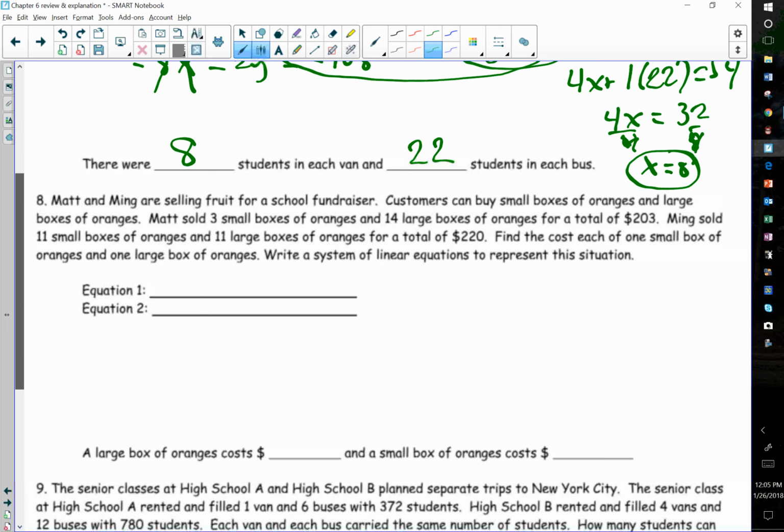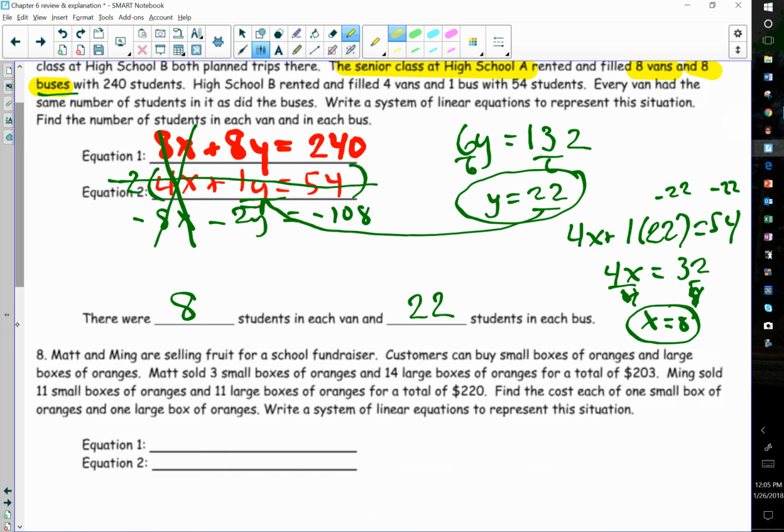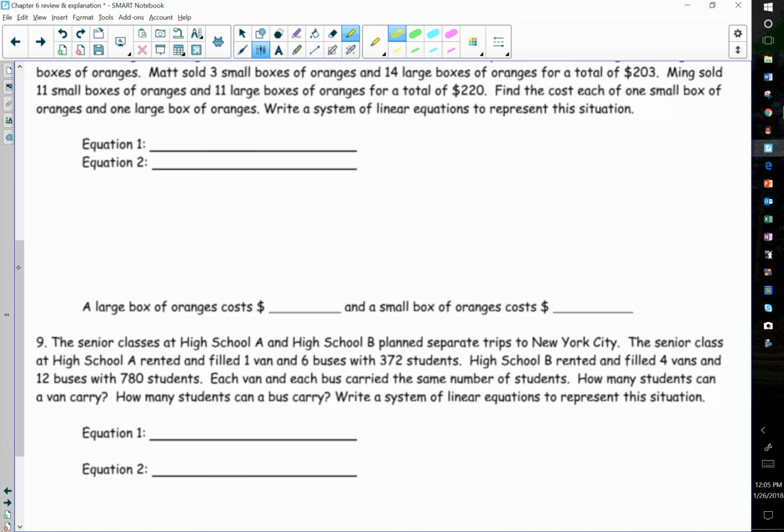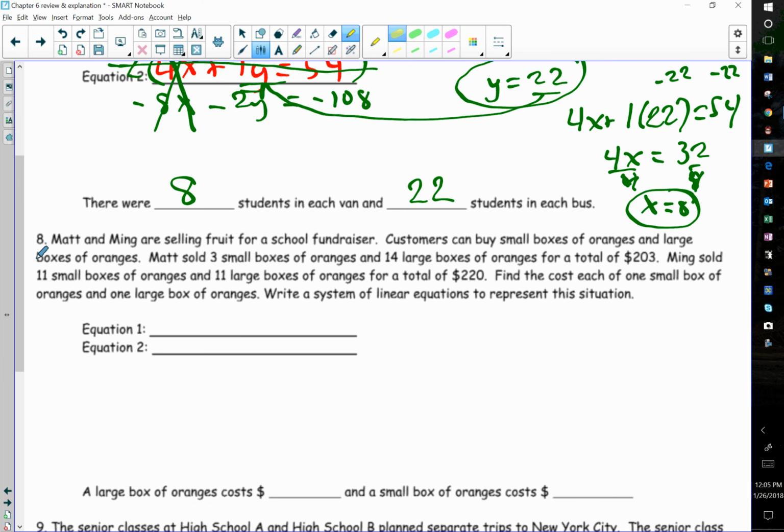All right, number 8. It's very similar. Matt and Ming are selling fruit. Customers can buy small boxes and large boxes. Matt sold 3 small boxes and 14 large boxes for a total of $203. It's just a standard form equation. 3x, 3 times small boxes, plus 14y, 14 times large boxes, equals 203.